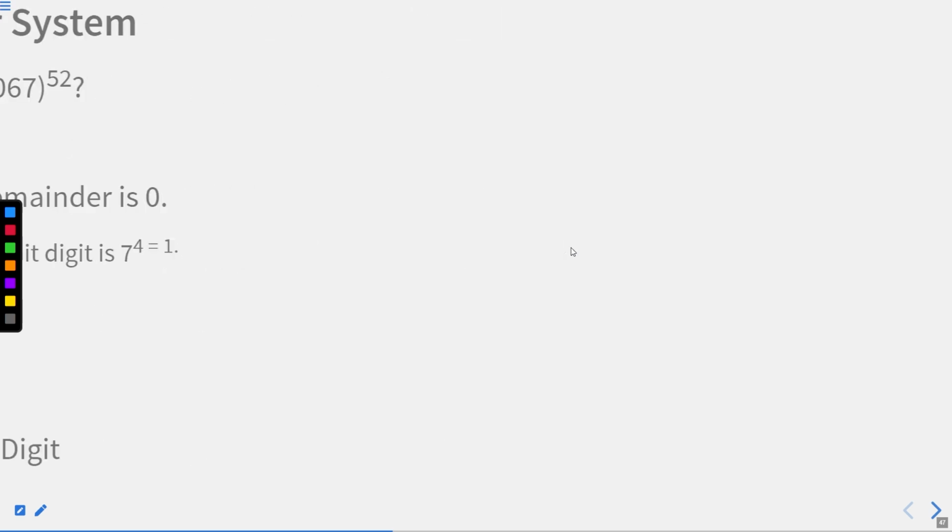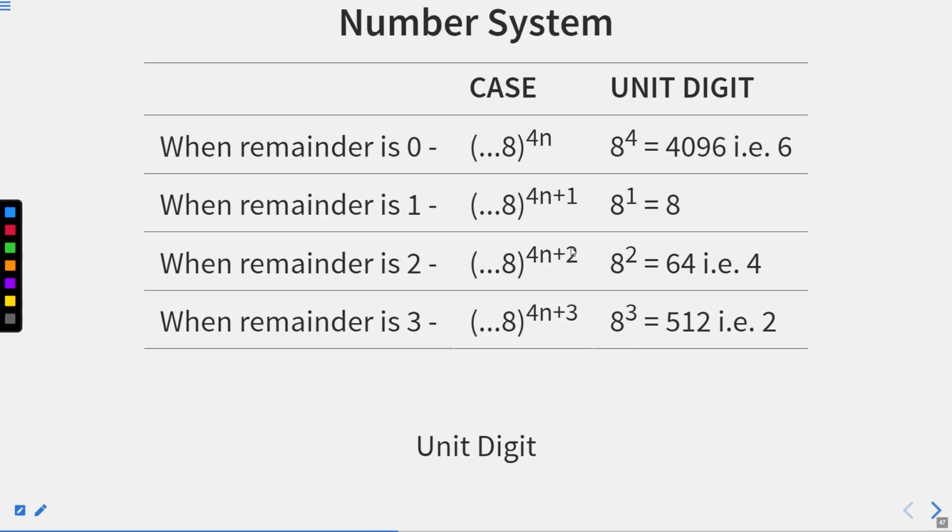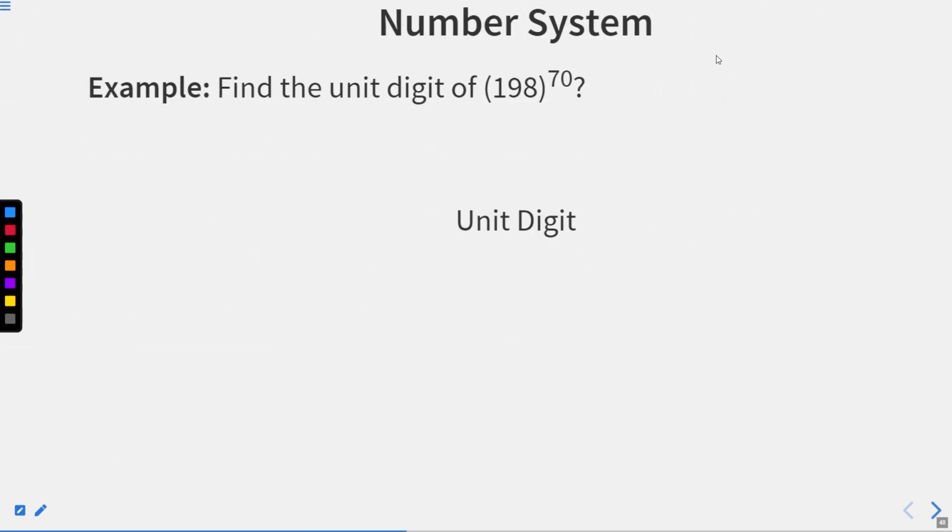Now this is the case when you have unit digit 8. When the remainder is 0, the unit digit is going to be 6. When the remainder is 1, the unit digit is going to be 8. When the remainder is 2, the unit digit is going to be 4. And when the remainder is 3, the unit digit is going to be 2. When you have unit digit 8, this case will be used.